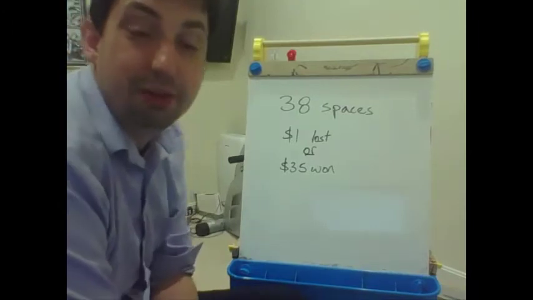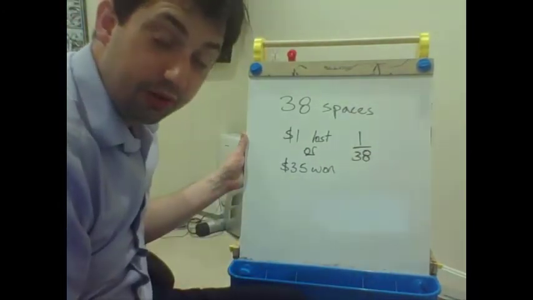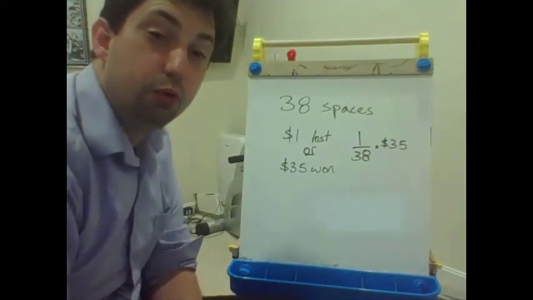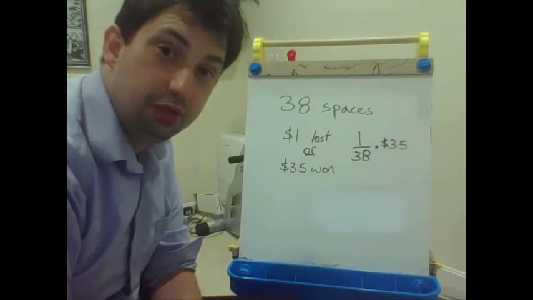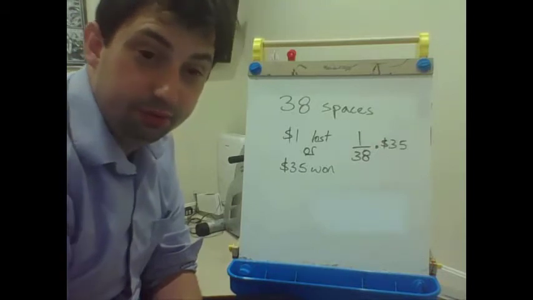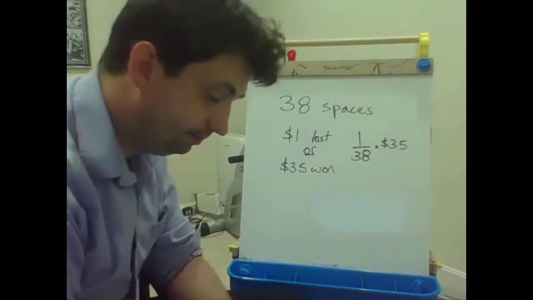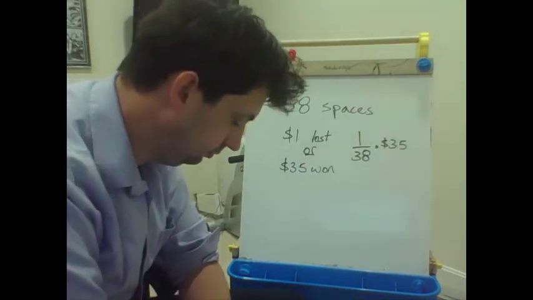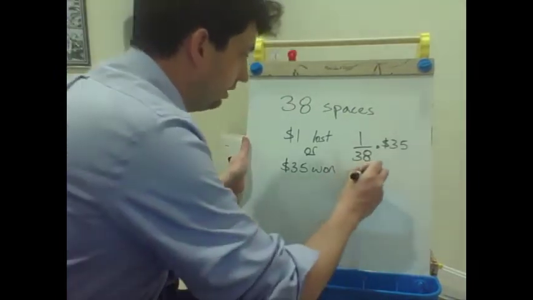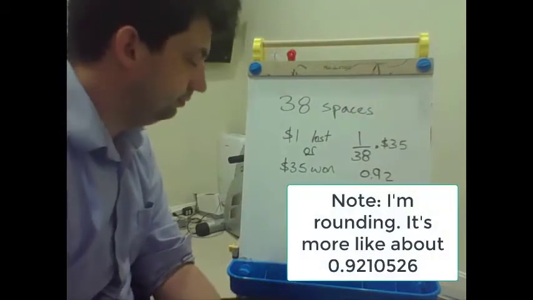We can figure out what the expected value of playing this game is. The probability of winning, 1 out of 38, times the payoff if you win. So if you put $1 down, you will then win 35. We'll just assume $1 to make things simple. That comes out to 92 cents, roughly.